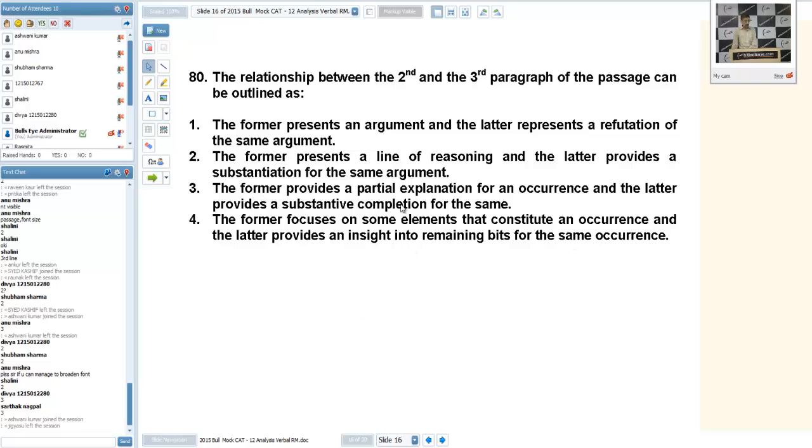Third says the former provides a partial explanation. It doesn't. It has provided an explanation, but it is not correct. It's not partial, but it doesn't account for the cause. Not correct or lacking substance otherwise. The former focuses on elements considered occurrence. This is technically way out of track.